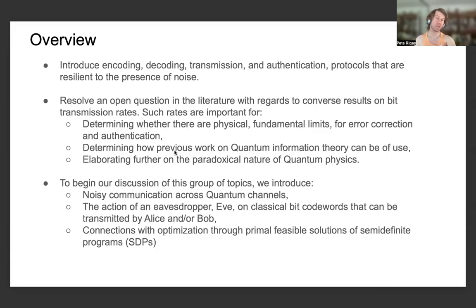because it's also helping us determine, as we're saying in the second bullet point, how previous work on quantum information theory can be of use. And I described a lot of potential applications that I'm also going to delve into further in the algorithmic sense more near the end of this presentation, the overview and concluding remarks part. And altogether, this was allowing us to elaborate further upon the paradoxical nature of quantum physics.